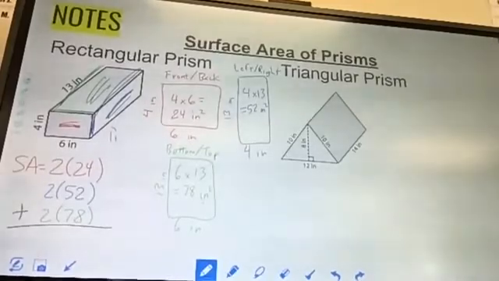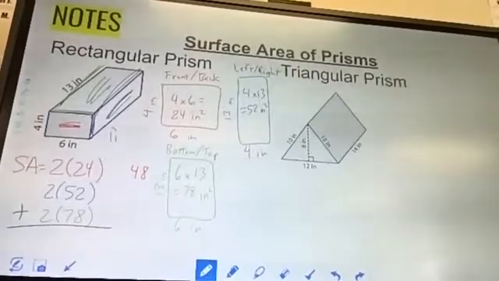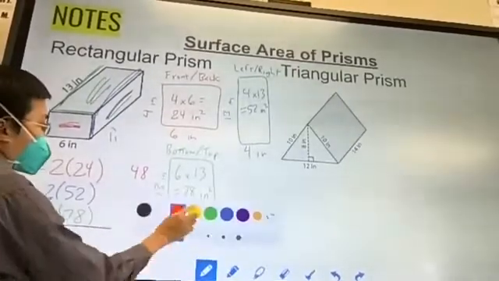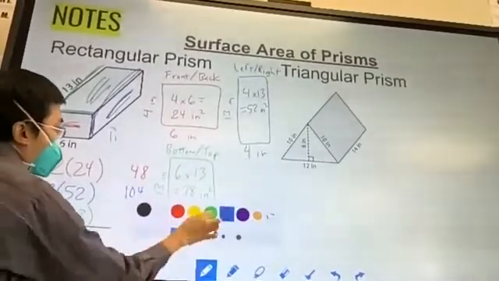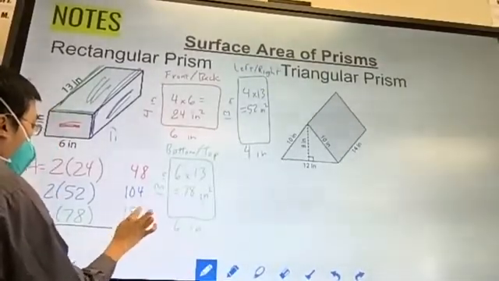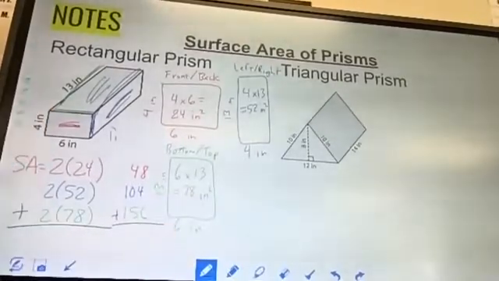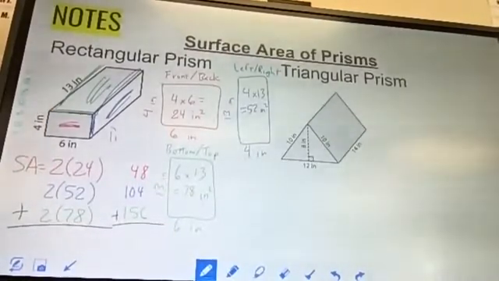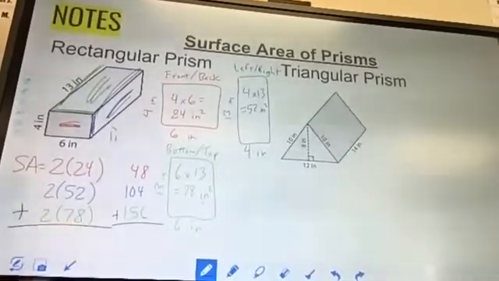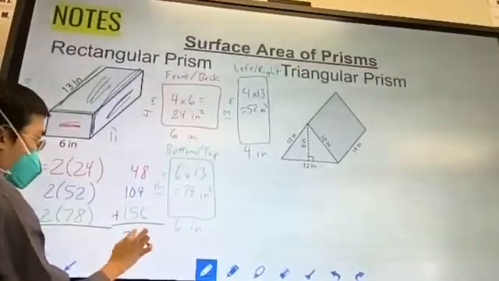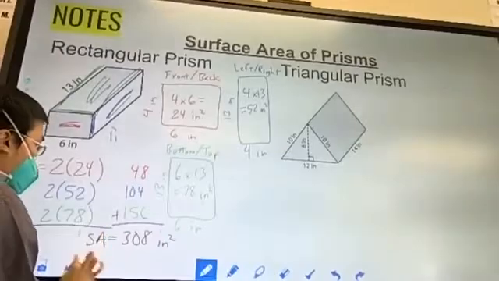So if I shorthand this, simplify this, I have 48. 2 times 24 is 48. 2 times 52 is 104. And 2 times 78 is 156. If you add that up, 104 plus 48 is 152. 152 plus 156 is 308 inches squared. That's our surface area.